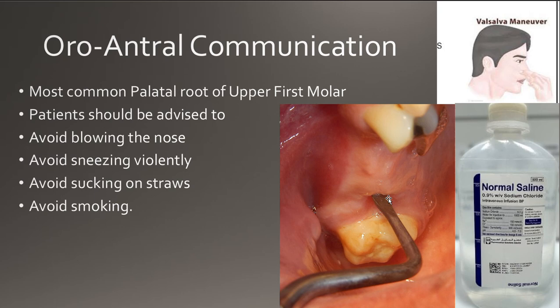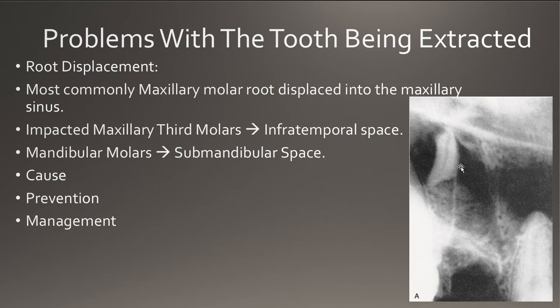So we took an x-ray and we found this shape. Now, first, we do a single attempt of visualization. We put the suction into the socket and try to push the root downward. If it fails, we go for Caldwell-Luc surgery at the canine fossa and we remove the root. Now, after that, we will have an oroantral communication, a communication between the oral cavity and the nasal cavity.